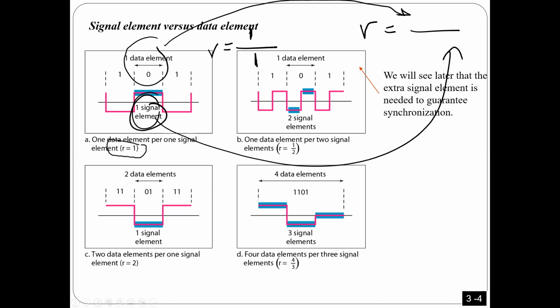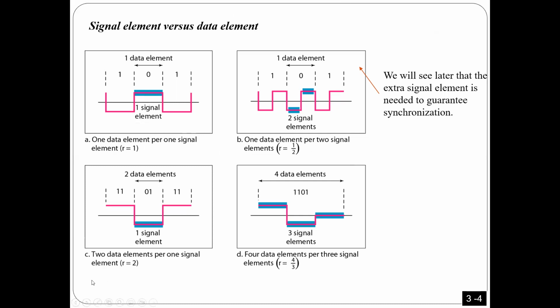Let's see another case to understand better the difference between data element and signal element. Here, as you see, this is one data element, which can be 0 or 1. But this one data element is going to be transmitted using 2 signal elements, this way.